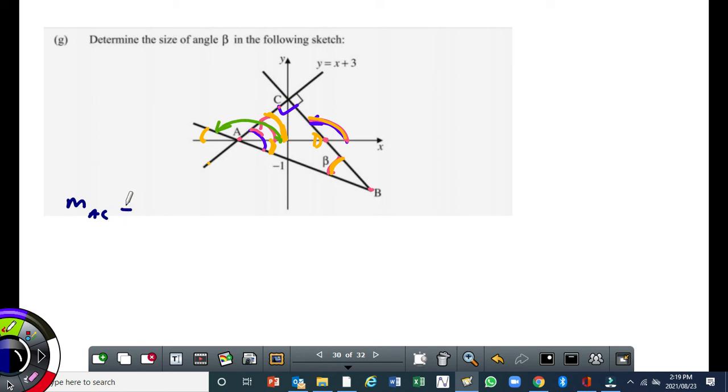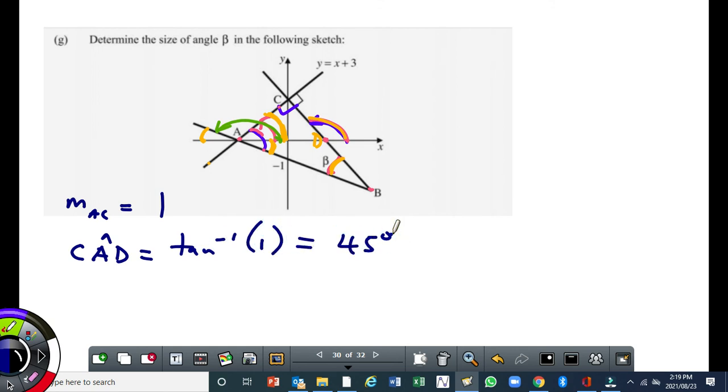of AC, do you agree with me that it's a 1? Right? So, it means angle CAD is going to be shift tan of 1, which is 45 degrees. Do you agree with me then? So, this whole angle here is going to be 45 degrees. But don't assume that this small angle here is 45. It's not 45. You have to prove that it's 45.